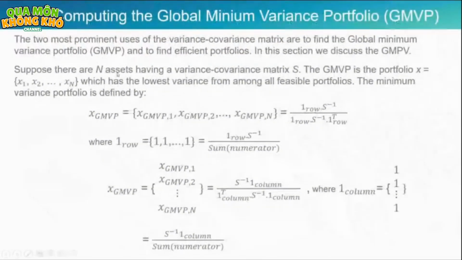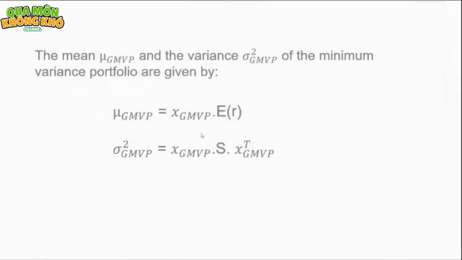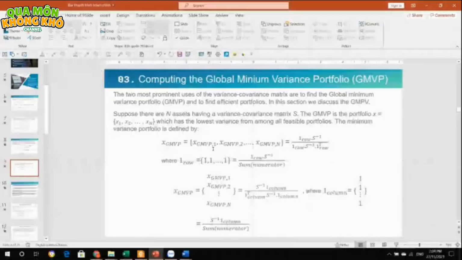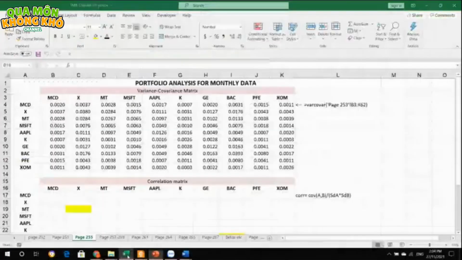Suppose there are n assets having a variance covariance matrix S. The GMVP is the portfolio X which has the lowest variance among all feasible portfolios. The minimum variance portfolio is defined by this formula, and the mean and the variance of the minimum variance portfolio are given by this formula. And we will see it in Excel.